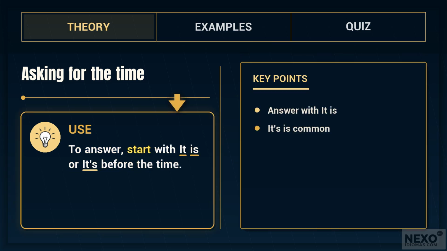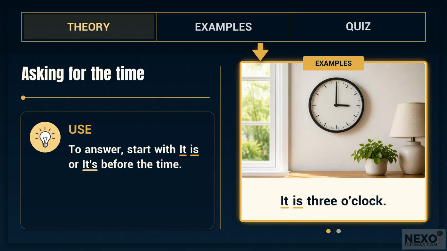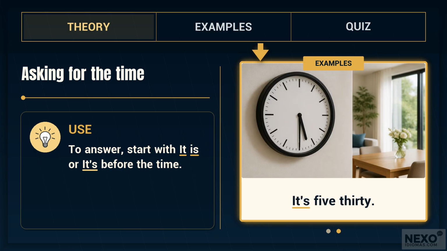To answer, start with it is or it's before the time. Example. It is 3 o'clock. Example. It's 5:30.